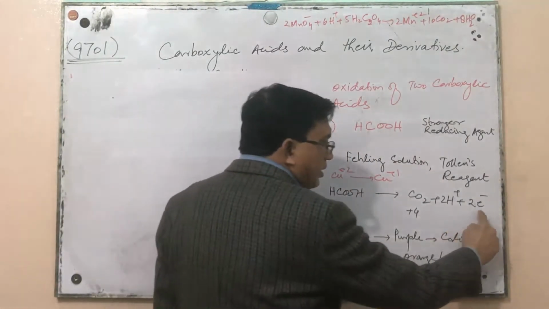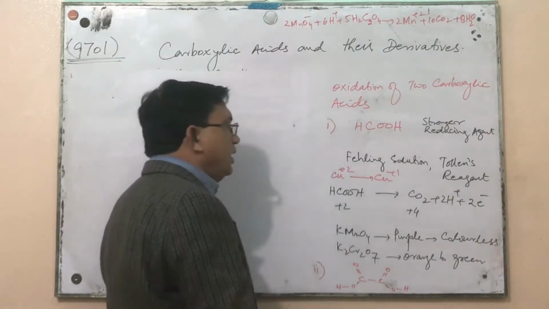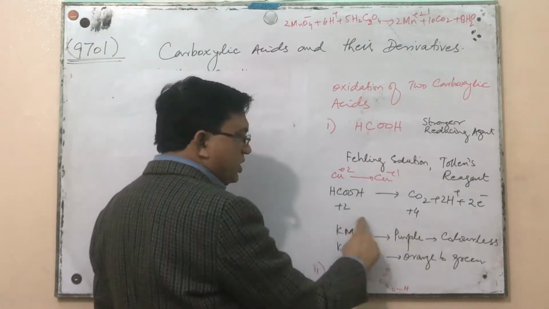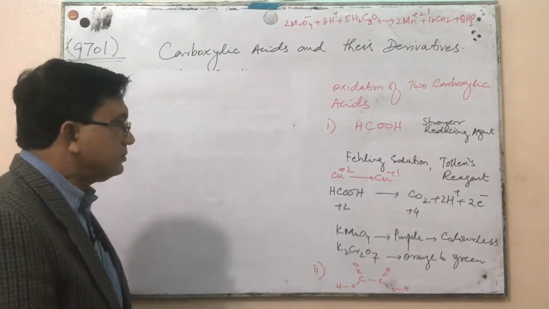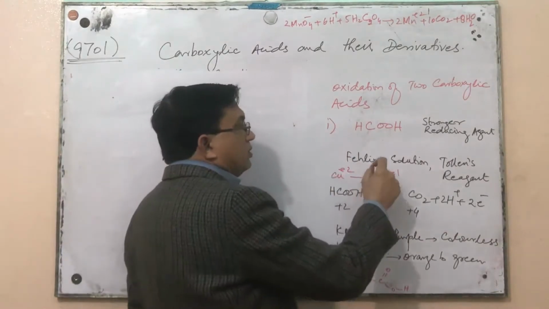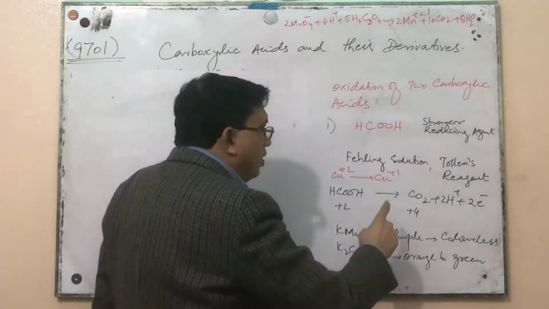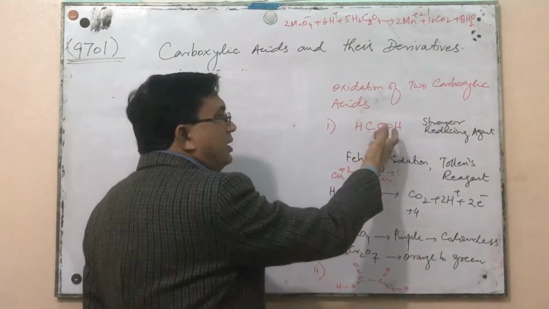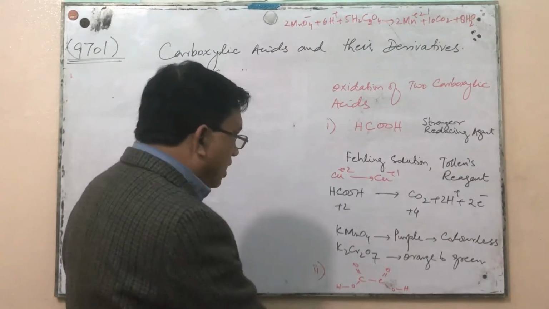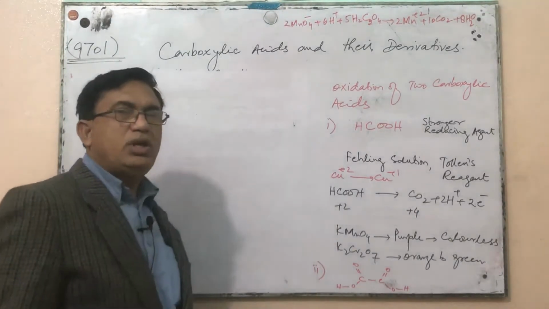The removal of electrons is an indication of the oxidation process, and the increase in oxidation state also indicates that oxidation is taking place. No doubt, this is a stronger reducing agent and can be oxidized by a mild oxidizing agent. Definitely, it can also easily be oxidized using strong oxidizing agents like KMnO4 and K2Cr2O7.